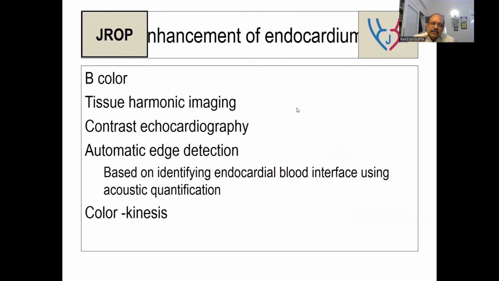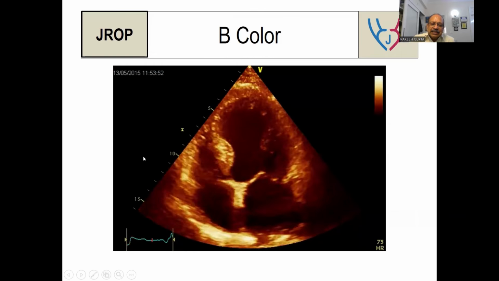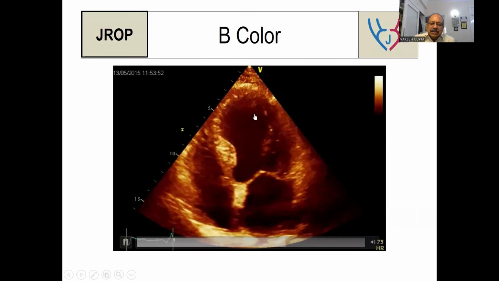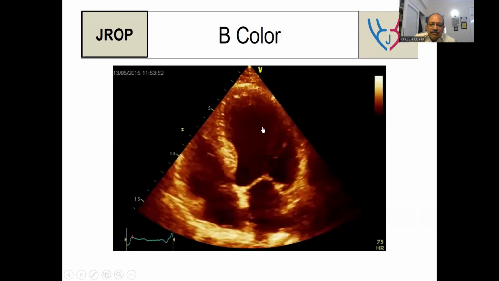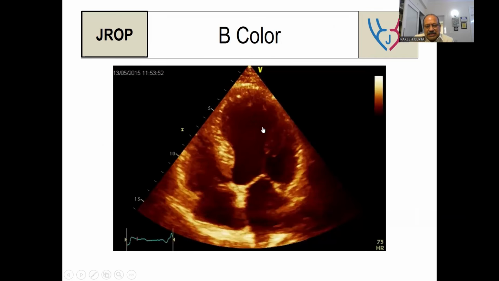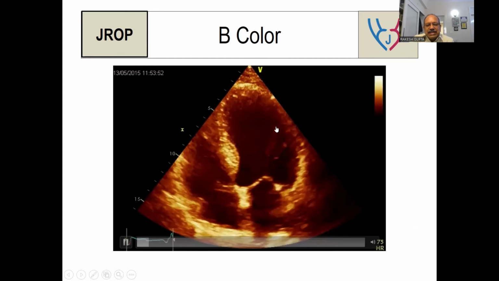Some things of historic value are B colors and automatic edge detection. This is what is known as B colors. Our eyes are not tuned to gray color to a large extent, but once they see a blue color on a gray B scan, you see better endocardial delineation. Every machine has this. It's not rocket science, even for small machines.